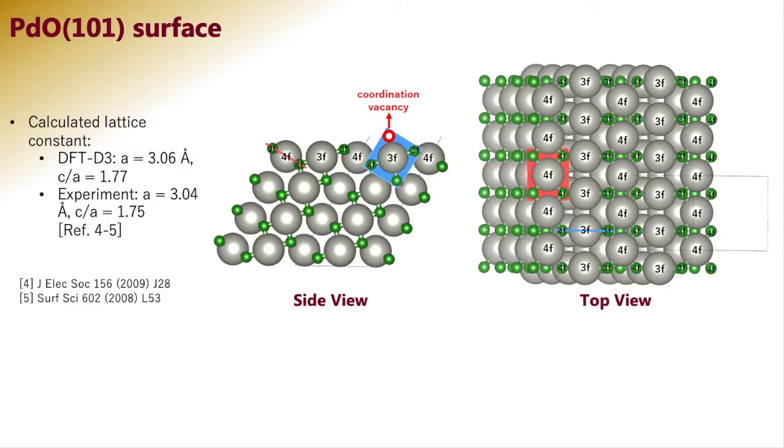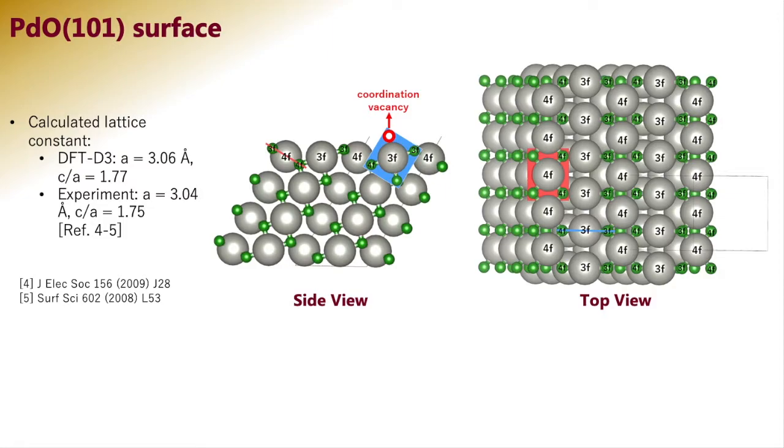The palladium atoms on the surface are labeled as either 3F or 4F to denote the 3-fold and 4-fold coordinated palladium atoms, which I will respectively refer to in this presentation as palladium 3F and palladium 4F atoms. Palladium forms a square planar coordination with oxygen atoms as shown by the red and blue planes in this figure. Palladium 3F is coordinatively unsaturated, or CUS, with a coordination vacancy on top of the palladium 3F atom.